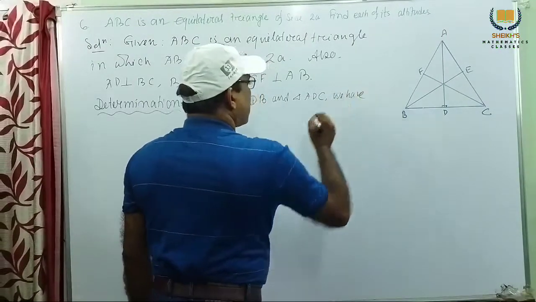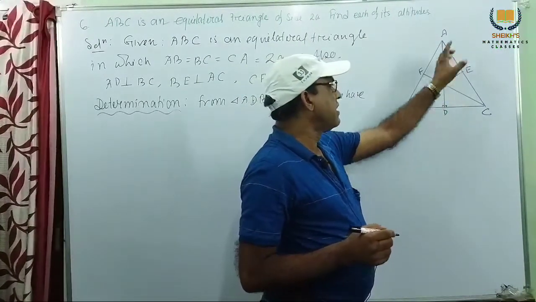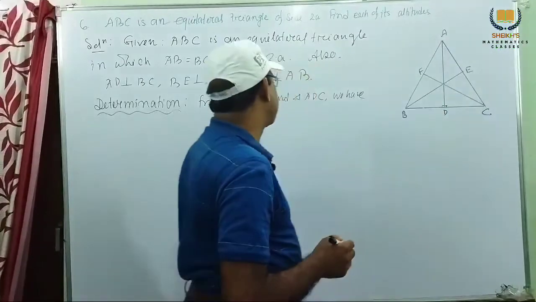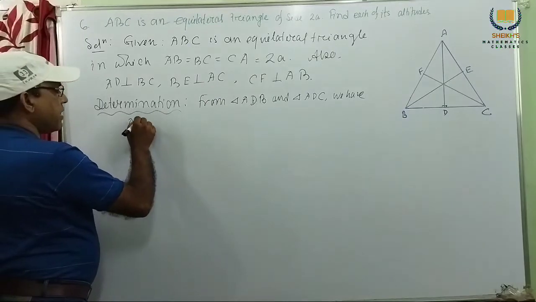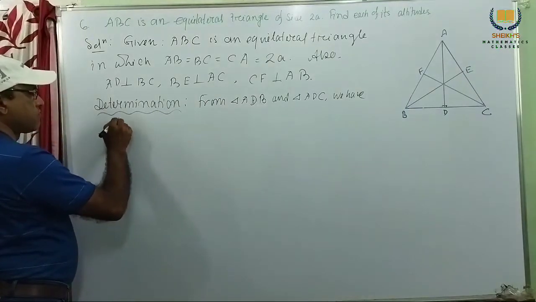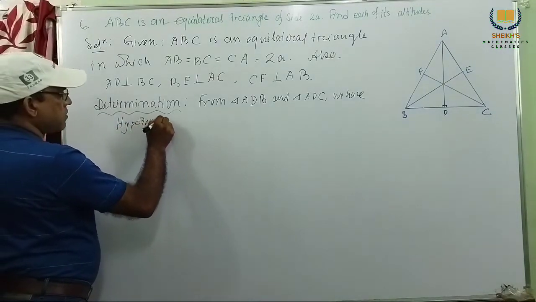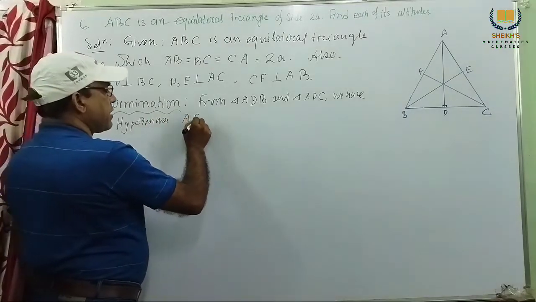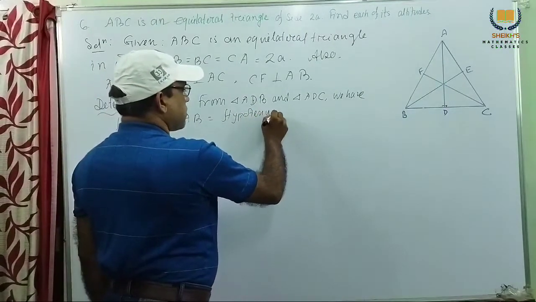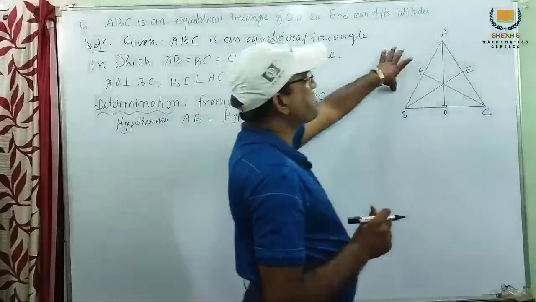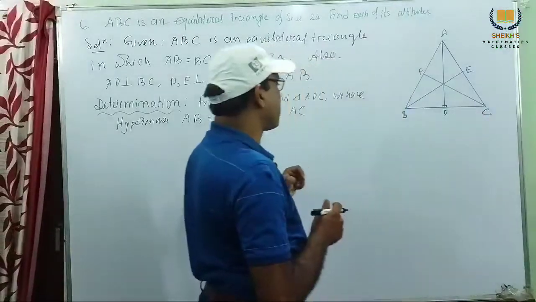We have, this is an equilateral triangle. This is ADB. This is 90 degrees, this is 90 degrees. So this will be the hypotenuse. This is the hypotenuse. So we have hypotenuse AB equal to hypotenuse AC. So these two hypotenuses are equal because this is an equilateral triangle. All the sides are equal.